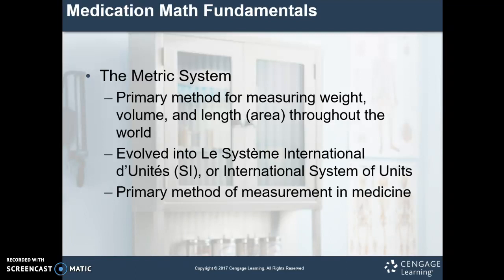It's the primary method of measurement in medicine, and this is what we're usually going to be converting the way that people in the United States think. So pounds we convert to kilograms, inches we convert to centimeters and meters, and ounces that we use in America we convert to liters, milliliters, and then liters.